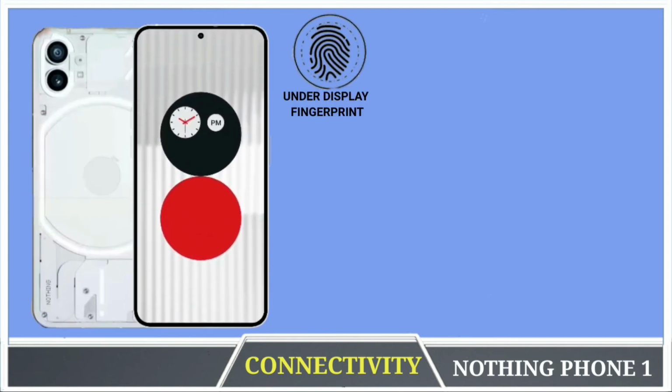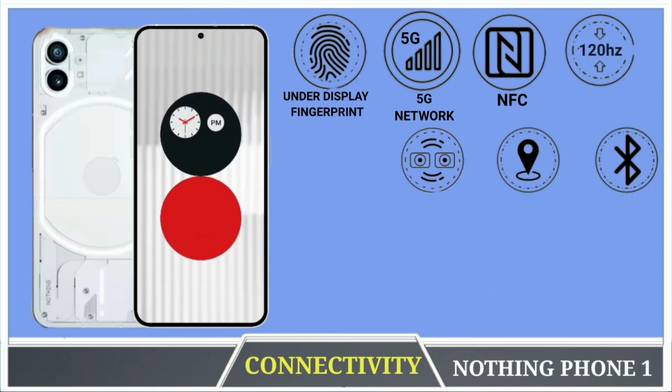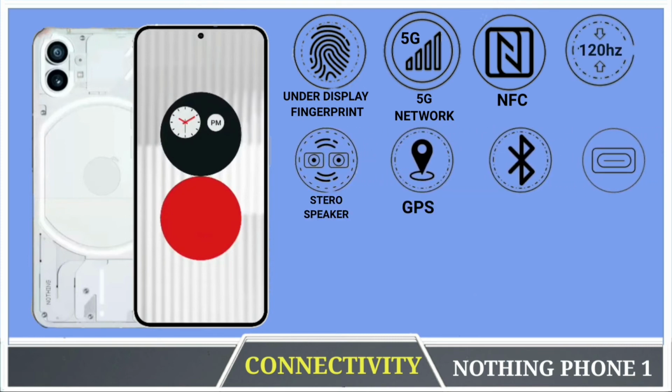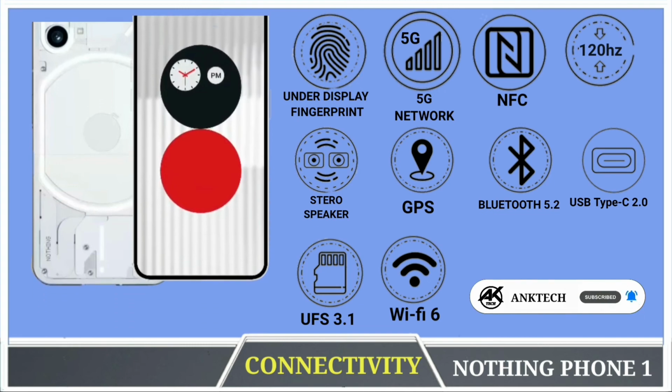Let's talk about the phone connectivity. Nothing Phone 1 has an under display fingerprint, it supports 5G network, NFC, 120 high refresh rate, a stereo speaker, GPS, Bluetooth 5.2, USB Type-C, UFS 3.1 and Wi-Fi 6.